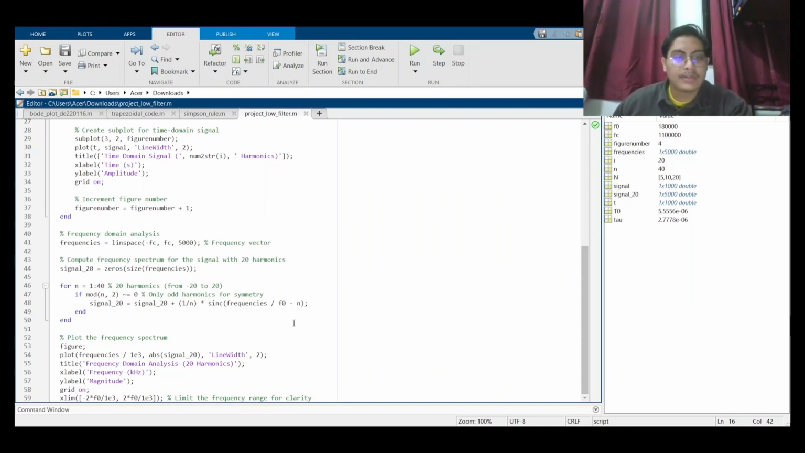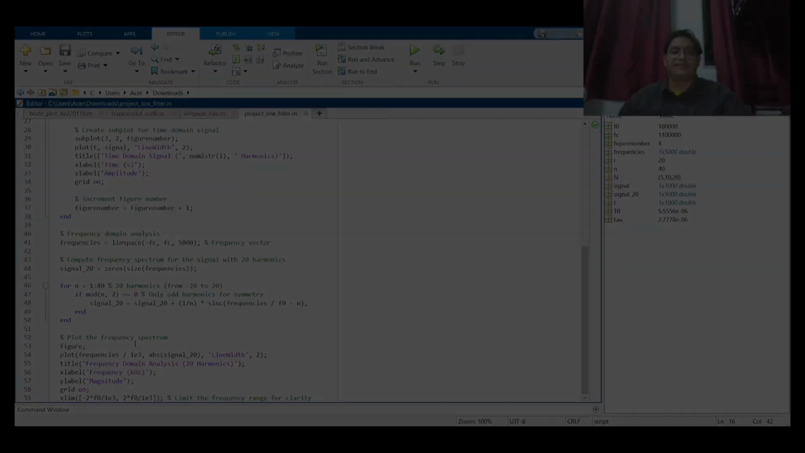Here we plot the frequency spectrum figure. Finally, we plot the frequency spectrum of the signal obtained using 20 harmonics. The magnitude of the spectrum is plotted against frequency, and the x-axis is limited for better visualization. In summary, this MATLAB script demonstrates how the Fourier series can be used to represent a periodic signal in terms of its constituent sinusoidal components in both the time and frequency domains.